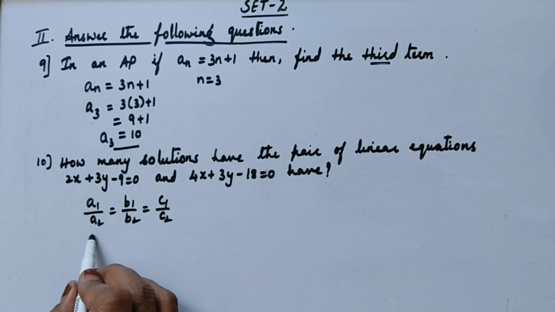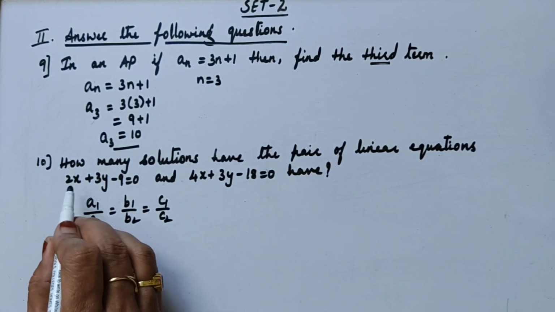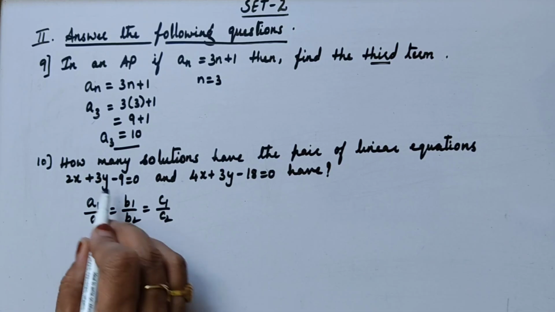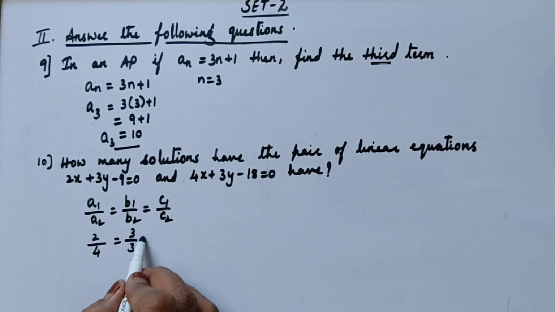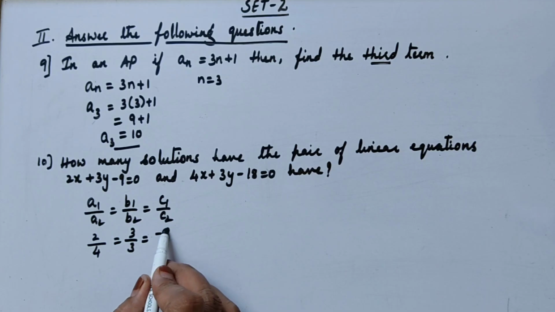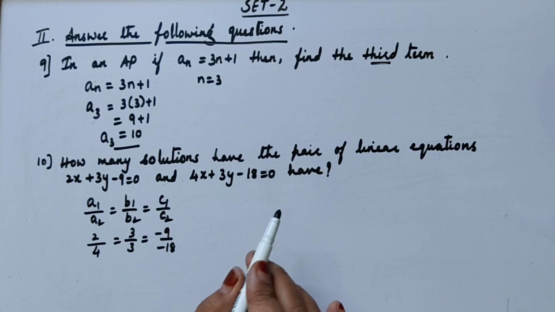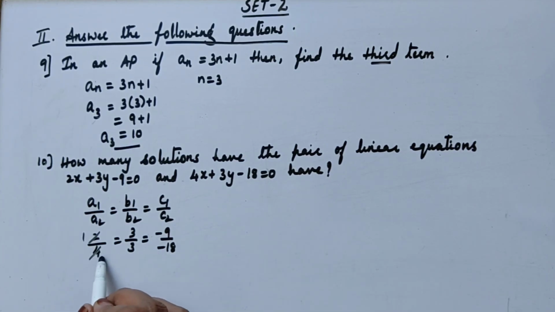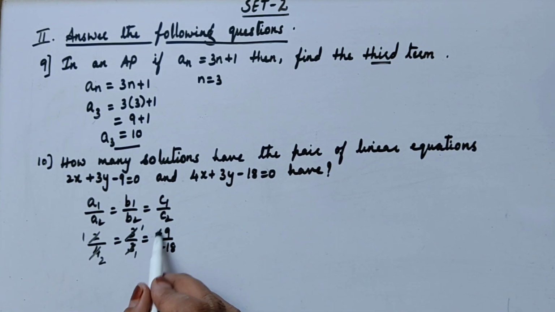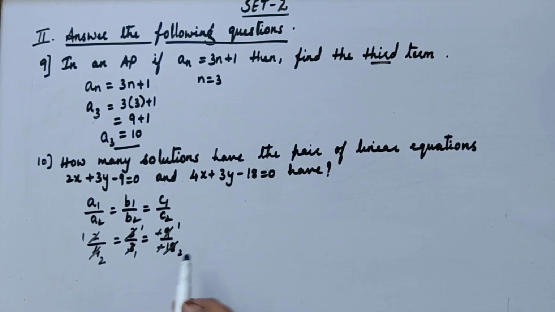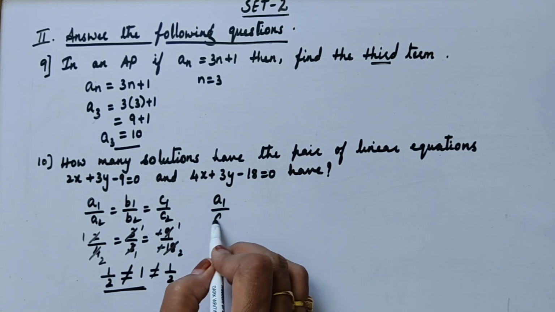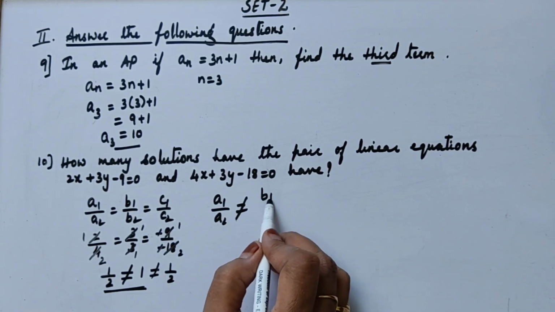So here a1 by a2 value is 2 upon 4. First we will take x coefficients, then we will take y coefficients, 3 upon 3, then constants, minus 9 upon minus 18. Z is nothing but the constants. 2 ones are 2, 2 twos are 4; 3 ones are 3, 3 ones are 3; and 9 ones are 9, 9 twos are 18. I have got here 1 upon 2 is not equal to 1, which is equal to 1 upon 2. Right from the start, you can see that it is not equal. a1 upon a2 is not equal to b1 upon b2.